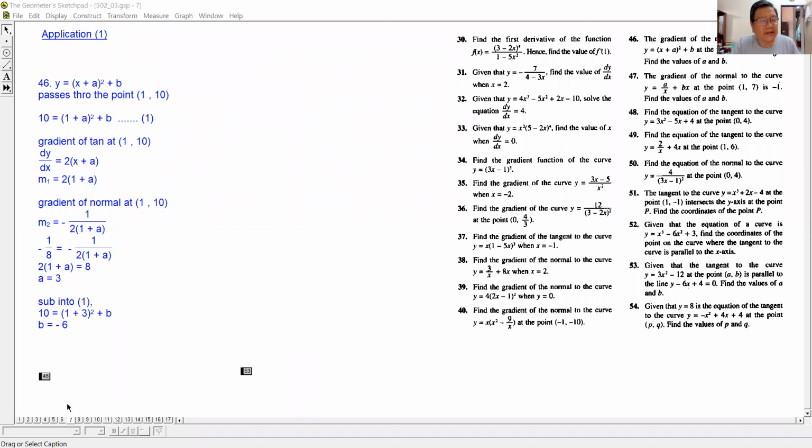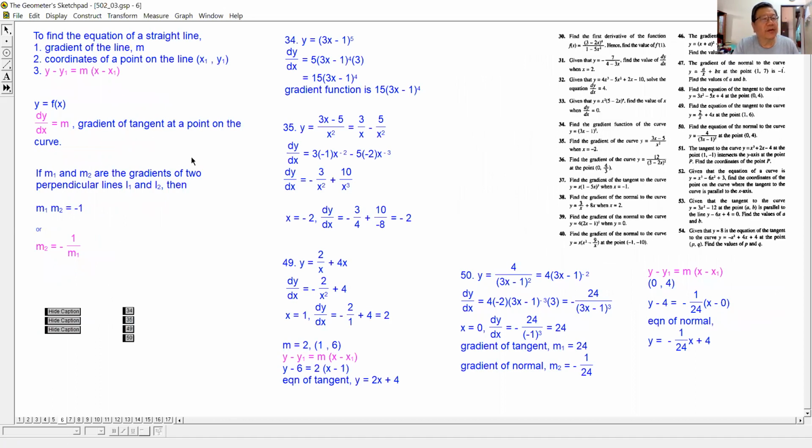Now, in our last lesson, we learned about the equation of tangent and equation of normal. So the three things that we need to know is how to find the equation of a straight line. In order to find the equation of a straight line, you must know the gradient m and a point x1, y1 on the curve. Okay, so knowing these two things, you can find the equation of the straight line.